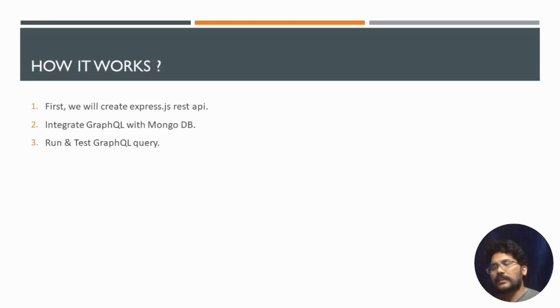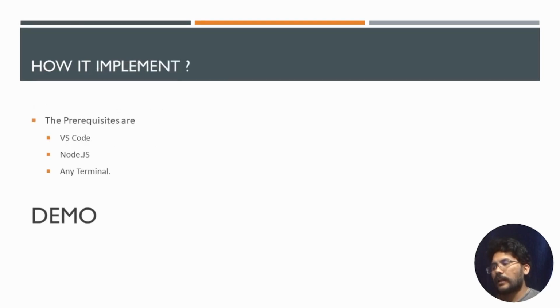And next, how it works. First we will set up and create an Express.js REST API, then add the GraphQL server setup in that REST API and start writing queries. These are all things we will be seeing. For implementing this, you need Node.js installed in your system, then VS Code, and you need some terminal to run some commands. That's it.